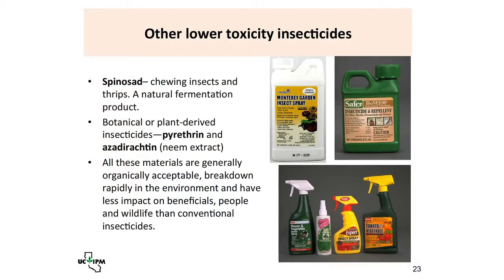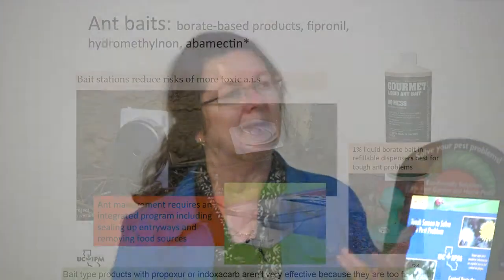Then there's the botanical insecticides. Again, these are organically acceptable, like pyrethrum from a chrysanthemum flower and azadirachtin, which is an extract from the neem tree. We have neem oil, and then azadirachtin also comes from the neem tree, but it's not an oil. So they're actually two separate products. And these can be useful against caterpillars and some other kinds of insects that are hard to control with oils or soap. Ant baits.